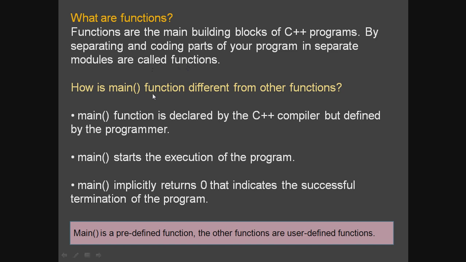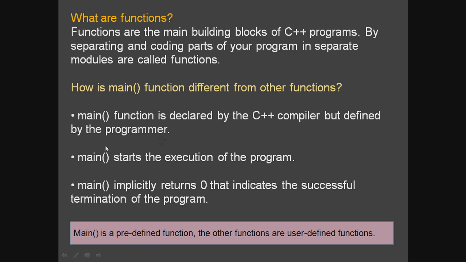Now how is the main function different from other functions? The main function is declared by the C++ compiler but defined by the programmer. That is how the main function will be used. It depends on the programmer what will be declared in the main function, what program logic will be executed in the main function, or how the main function will be processed. It depends on program by program and how the programmers write the source code.